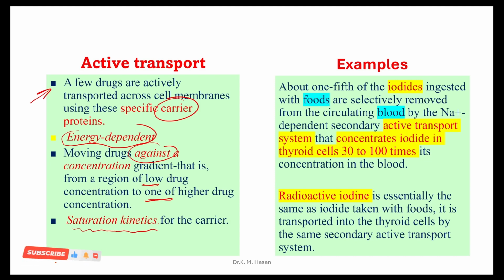So I will repeat, very important: active transport needs a carrier, active transport needs energy, ATP. Active transport occurs from low to high concentration and demonstrates saturated kinetics.